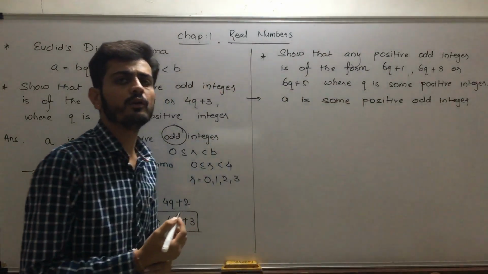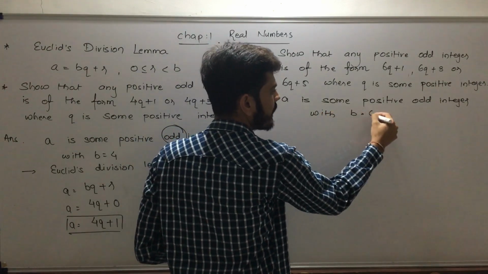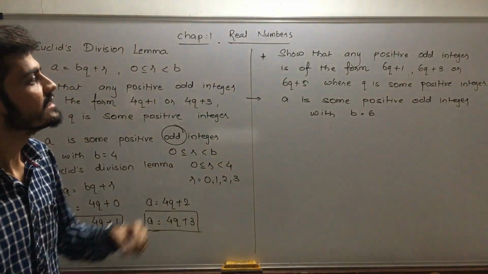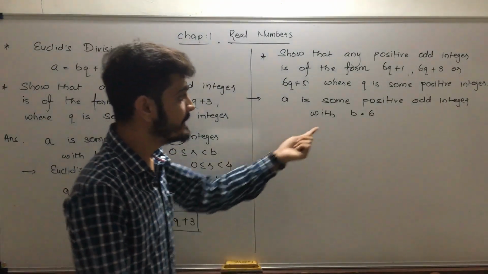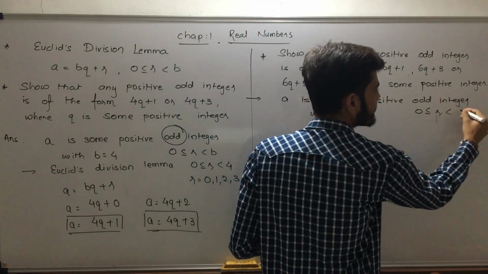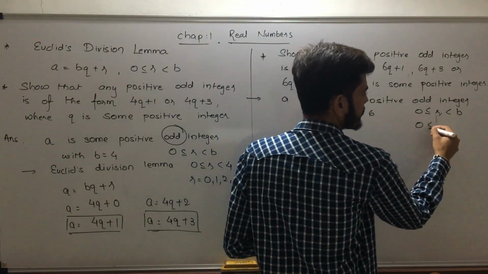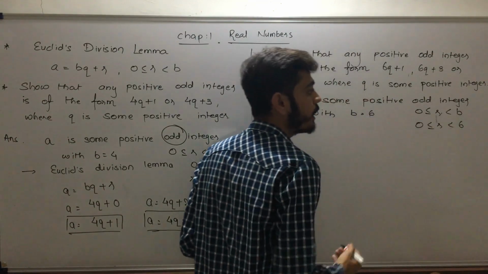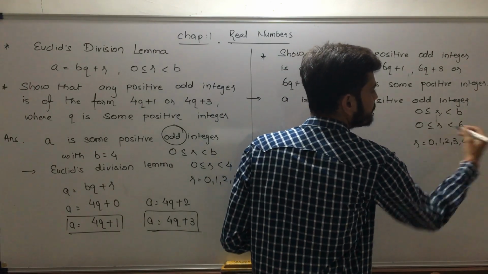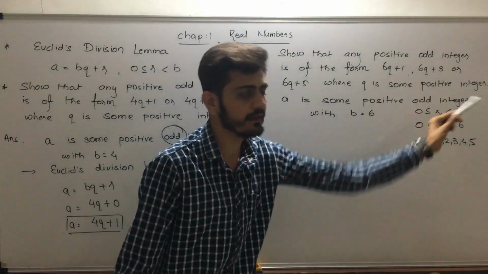A is some positive odd integer with B equals 6, because we want to prove it in the form of 6q plus 1, 6q plus 3, 6q plus 5. As B equals 6, in Euclid's division lemma 0 is less than or equal to r less than 6. Now according to that, r has 6 different values: 0, 1, 2, 3, 4 and 5.